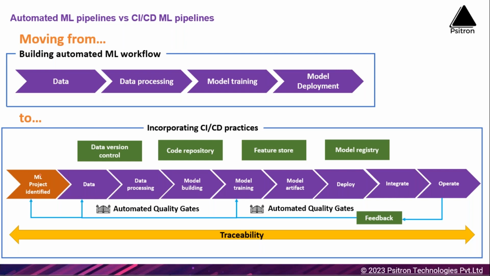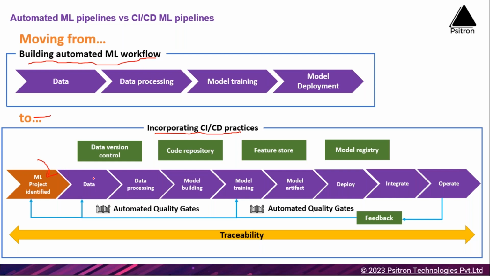Let's get started. So ultimately, every organization today is looking for migrating from automated ML workflow to completely incorporated CI/CD pipelines, basically. So every organization now wants to incorporate the CI/CD practices inside. Let's try to understand what these pipelines look like. Okay, so let's get started again. So obviously we'll be getting started with the ML project identification. That's good. Okay, let's consider there is a use case for every organization. So now let's get started.